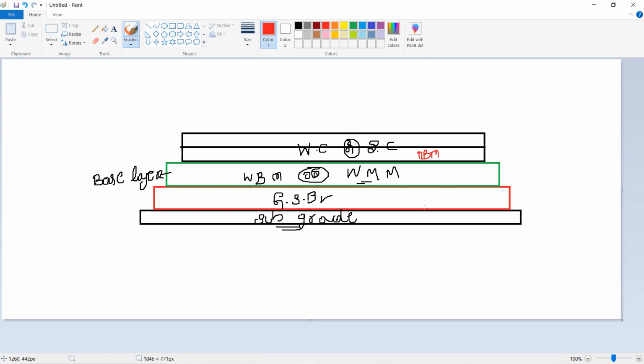The name DBM indicates dense bituminous macadam. And this layer is called BC or SDBC. That means bituminous concrete or semi-dense bituminous concrete.